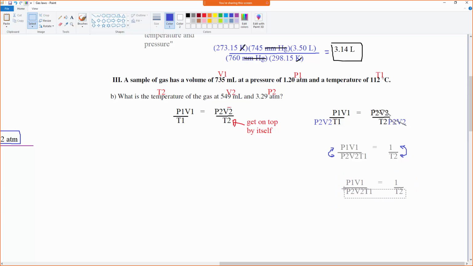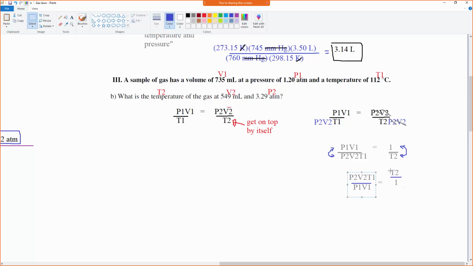Take everything on the bottom, stick it on the top. And now I have solved for T2 and it's all by itself and it's on top. That's super convenient. That's probably how I would do it these days. I'm not sure that I could have seen that when I was in college though.